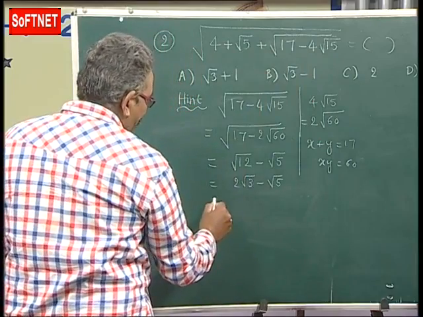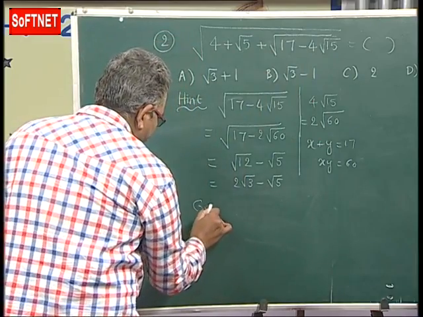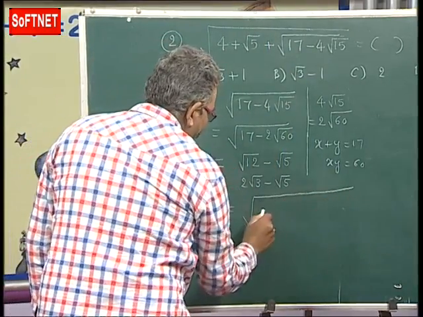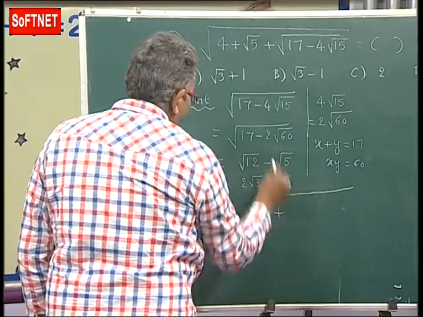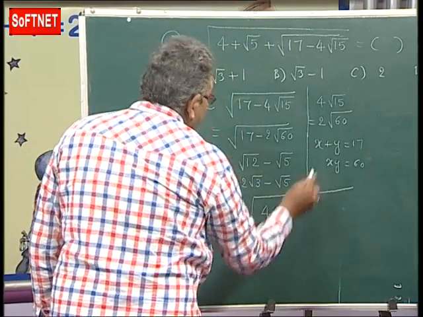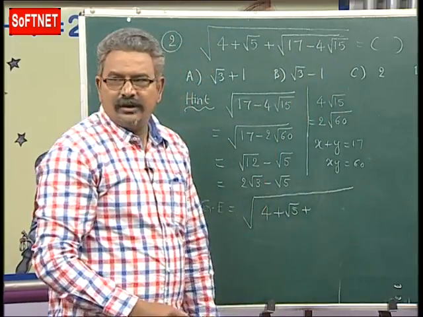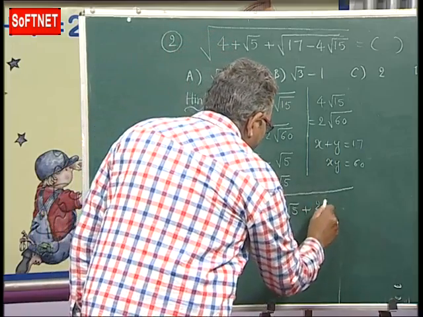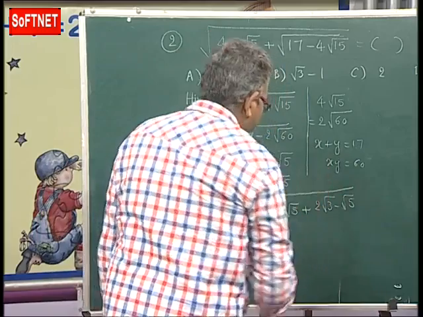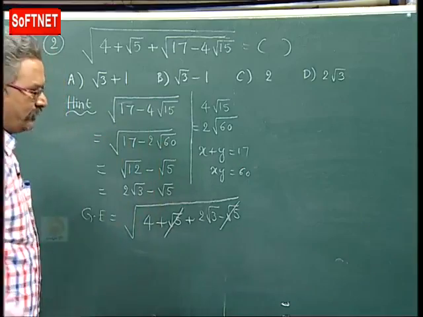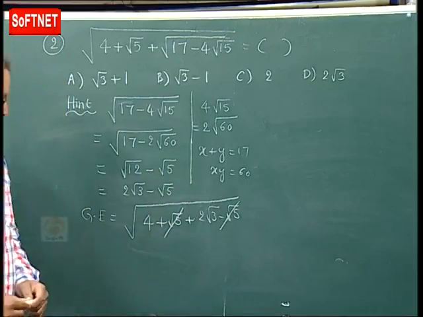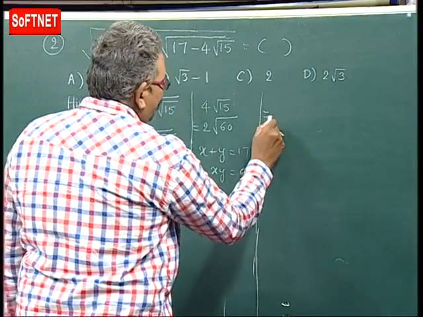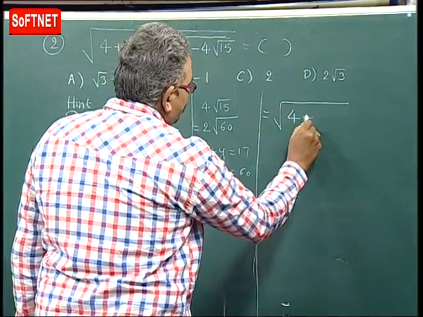So let us write our problem as the given expression: root of 4 plus root 5 plus, instead of this one, let us replace 2 root 3 minus root 5. Root 5 minus 2 root 5 gets cancelled. So now what do we get? We get square root of 4 plus 2 root 3.